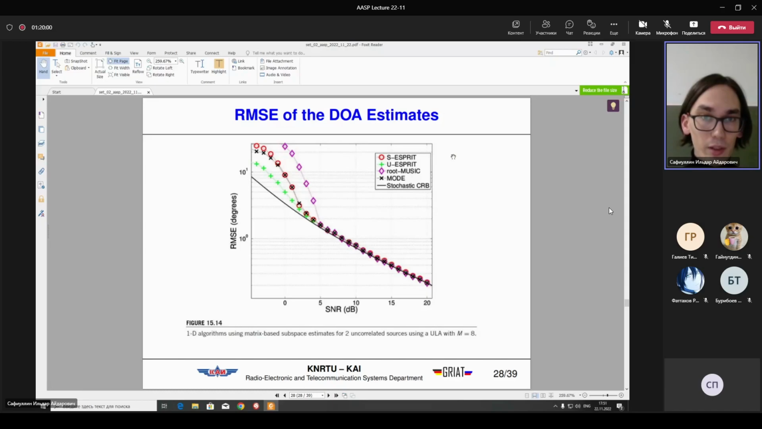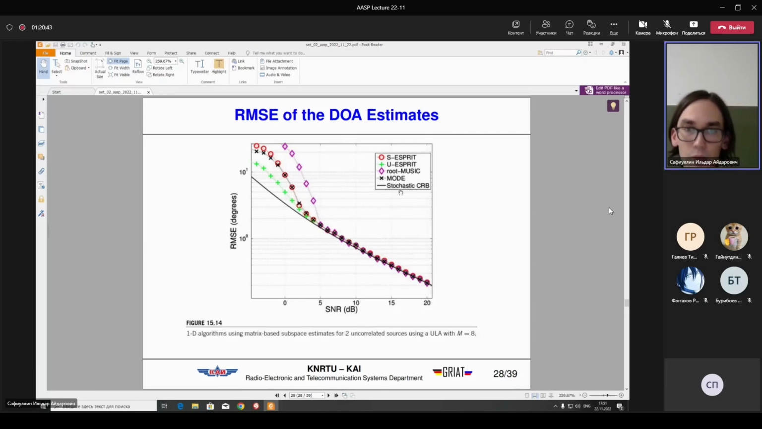Here we compare standard ESPRIT with a red circle, then unitary ESPRIT with green, let's say, plus, then the root MUSIC algorithm with a purple, let's say, square. Then we have MODE, which is denoted as a black cross, and the stochastic Cramer-Rao bound.